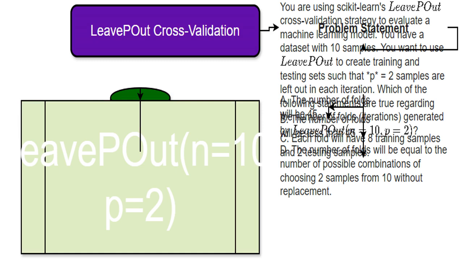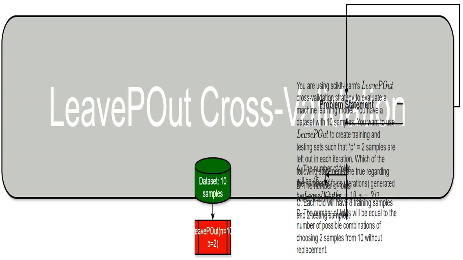Let's see how this impacts the number of folds, iterations. The main challenge is to figure out how many folds LeavePOut will generate with these specific settings. We are specifically examining the number of training and testing sets generated. We'll be using a combination formula to solve this problem.